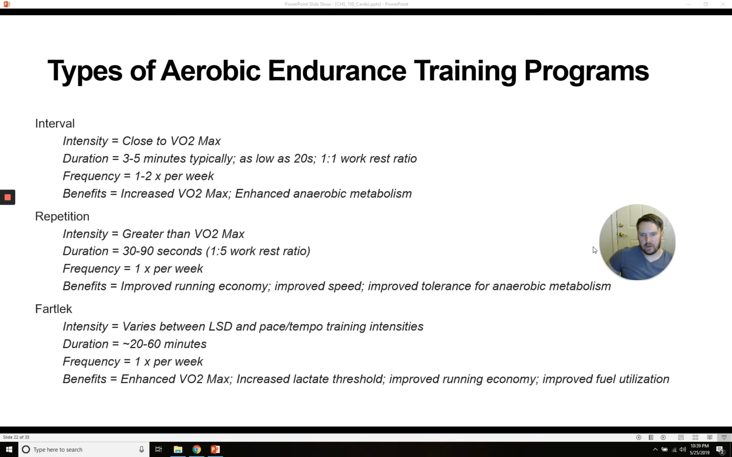And one more here. This is fartlek training. Fartlek training basically is also known as hill runs. This is basically where you vary between long slow distance and pace tempo training intensities. Usually 20 to 60 minute durations, and usually 1 time per week. And some of the benefits that you see are enhancements in VO2 max, lactate threshold, running economy, and fuel utilization.